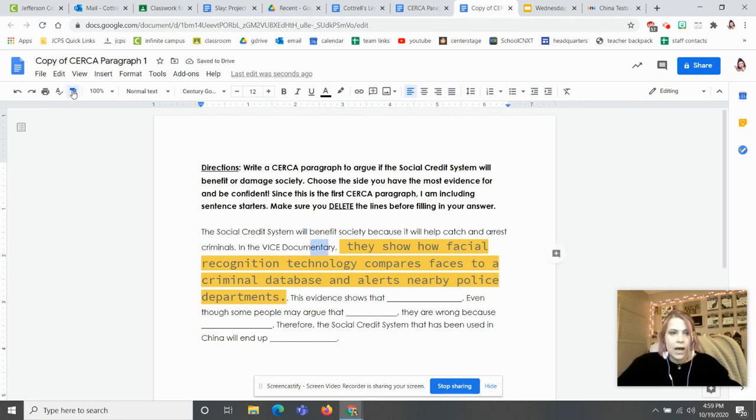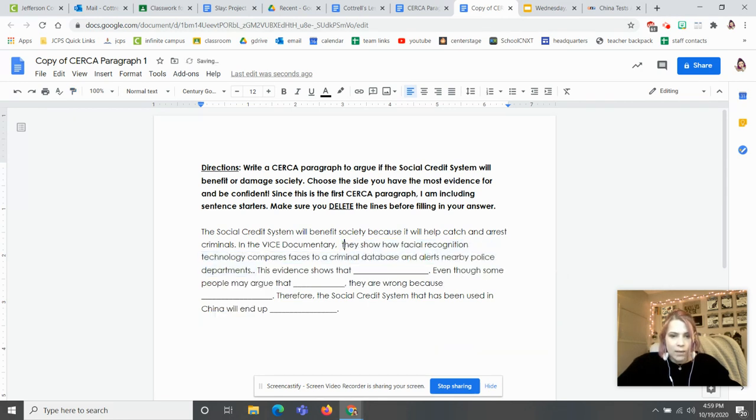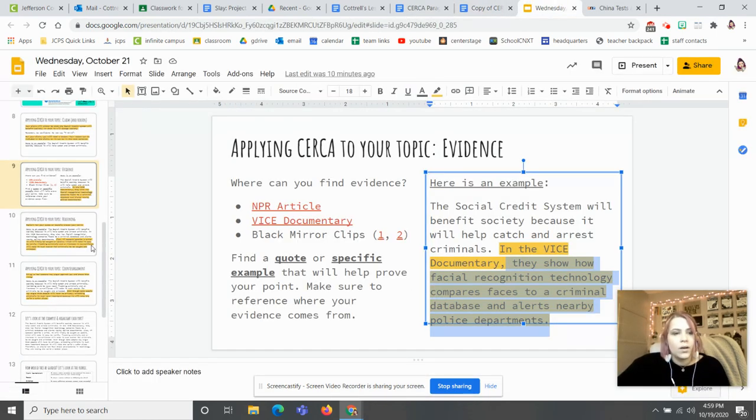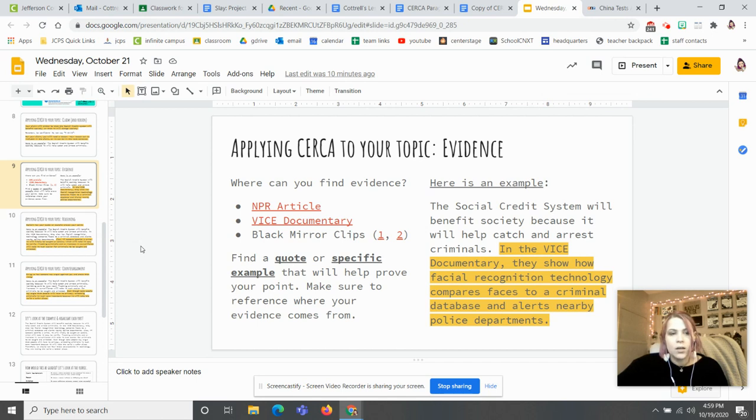And again, I use the format painter to make sure everything looks right. I'm going to go back and delete these spaces. I'm going to delete that extra period as well. All right, so we did C and E.